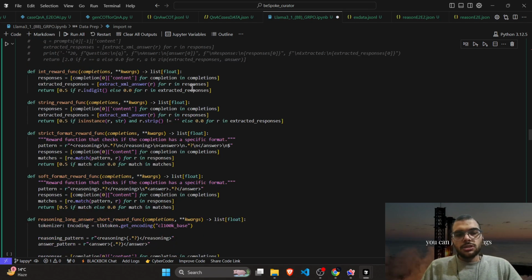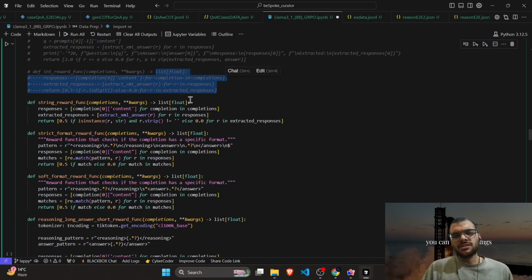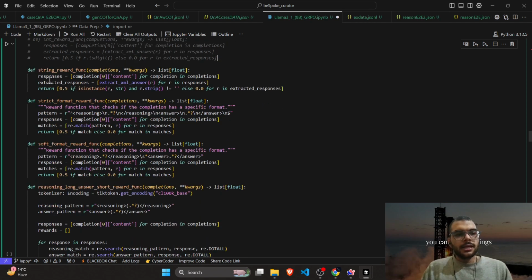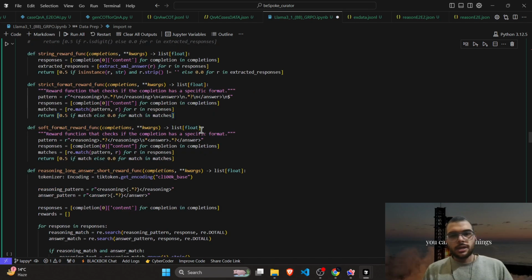Then they have the int reward function, which gives a 0.5 reward to the model if the response is an integer, which again doesn't really fit into most applications. It's just specific to a math dataset. Then this is what I have added, a string reward function, which rewards the model if the output is a string. Again, this is of use in some cases. You have to figure out what reward functions suit your particular use case, and test which ones make the model perform better.